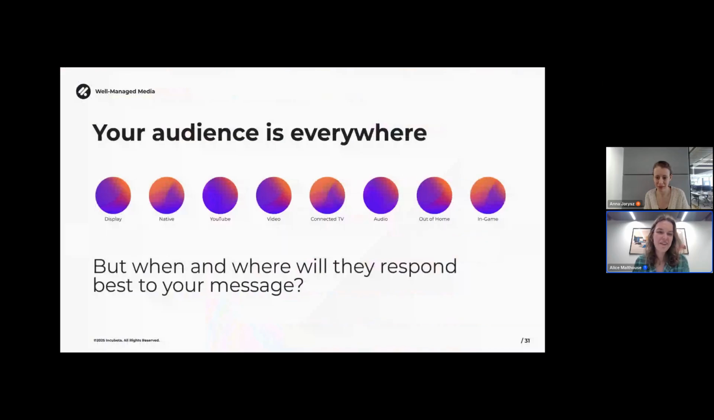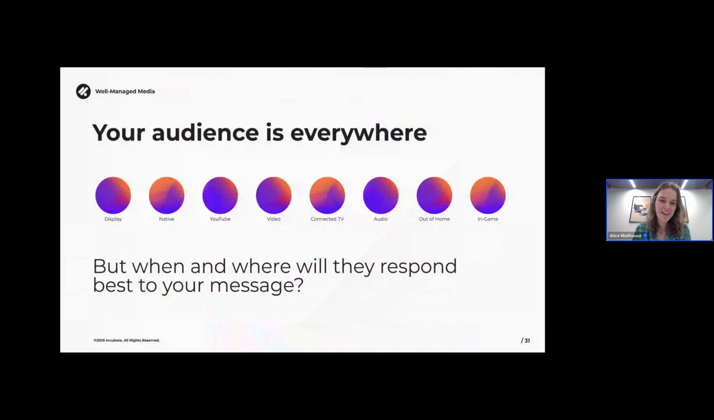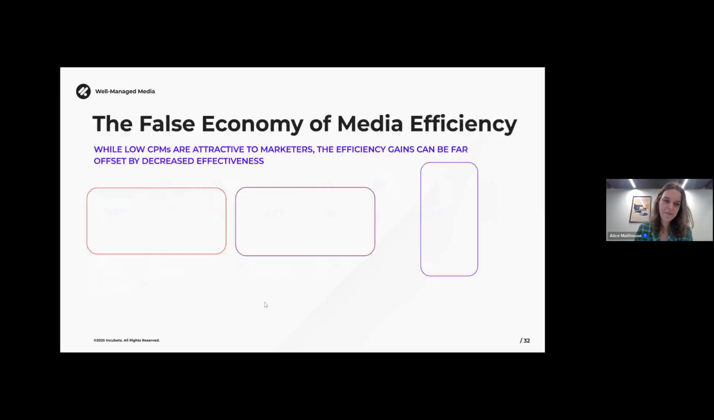So as we've talked about already, our audience that we want to target is everywhere. They might be on display channels, YouTube, connected TV, audio, in-game. There are lots of different areas that we can access these audiences, but we need to consider when and where will these people respond best to our message.